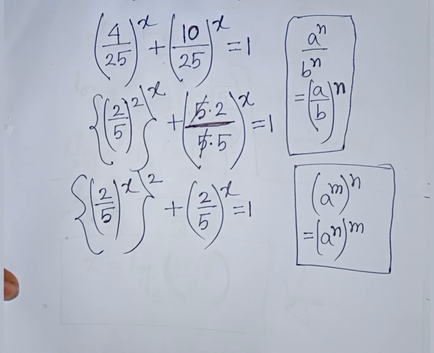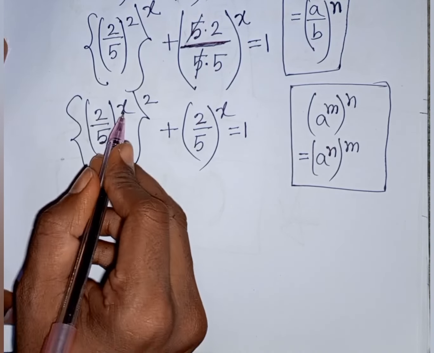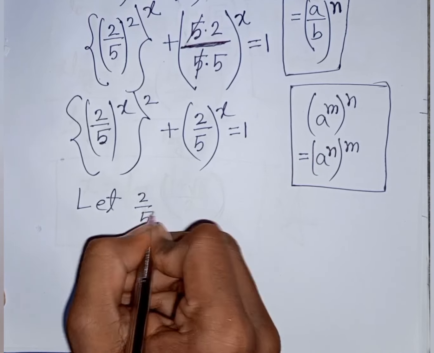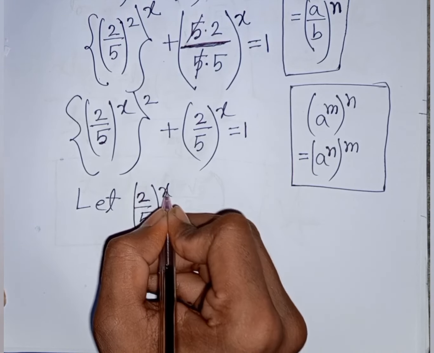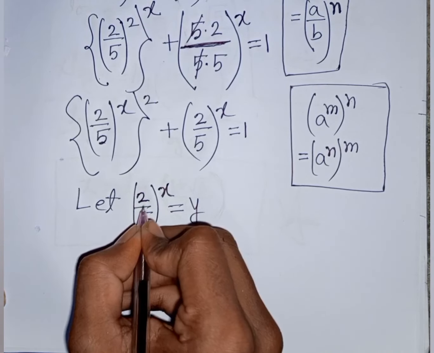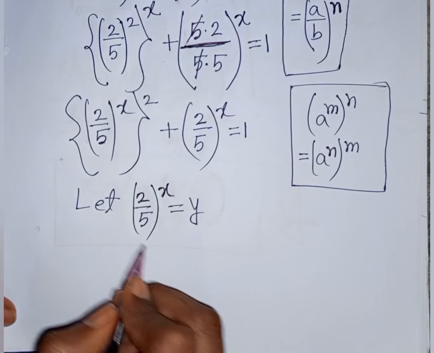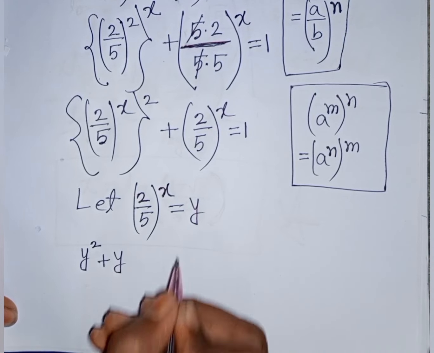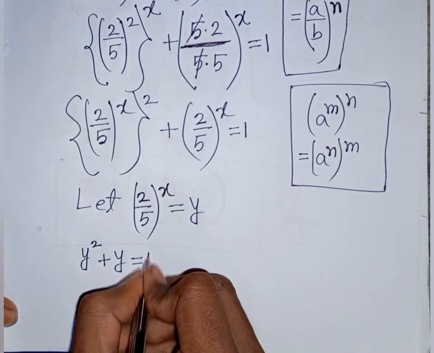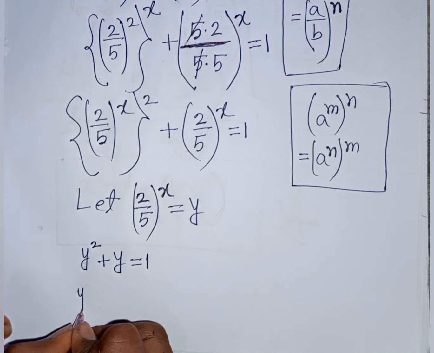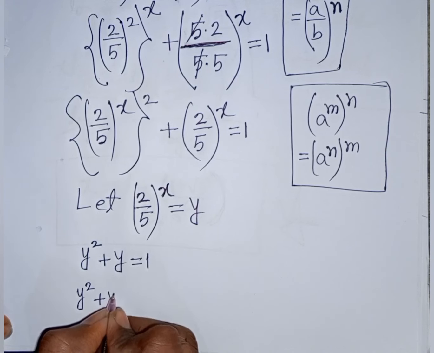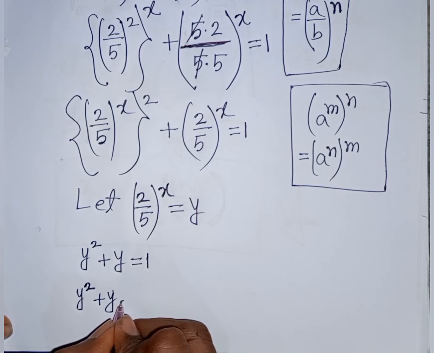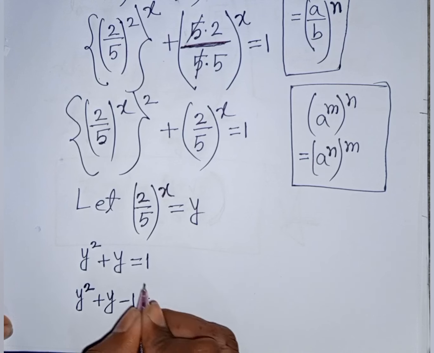Now we see (2 by 5)^x and (2 by 5)^x, both terms are same. So let (2 by 5)^x be substituted by y. So our equation will be y square plus y is equal to 1. Now we can write here y square plus y, then this plus 1 take to the left side, so this will be minus 1, is equal to 0.